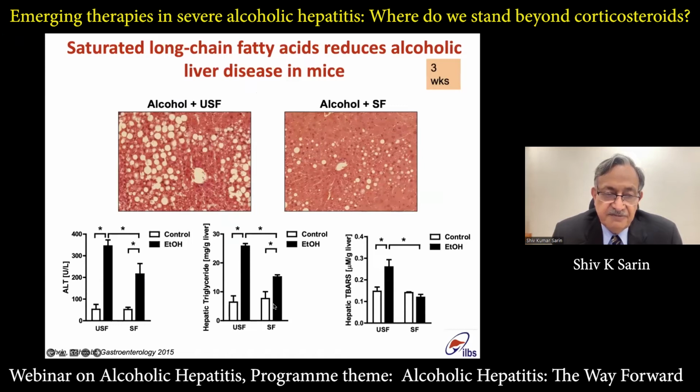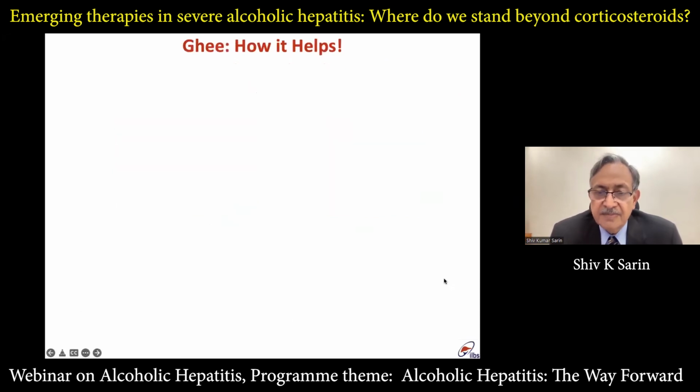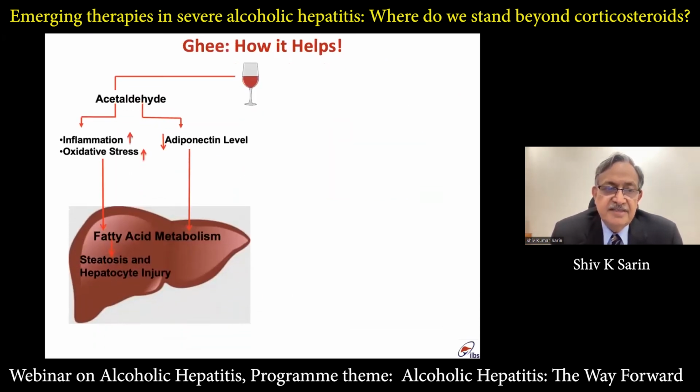With saturated fat, ALT levels lower. You have hepatic triglycerides, which are less compared to unsaturated, and T bars are low. Why not give desi ghee?